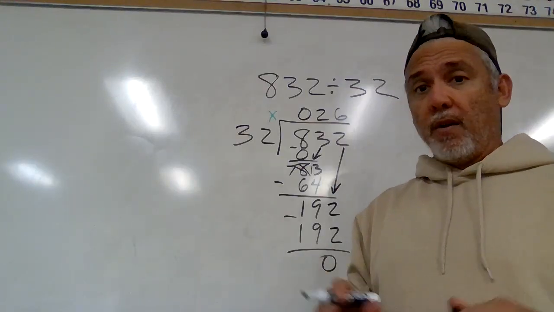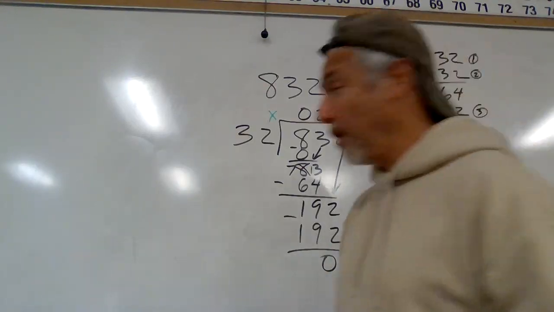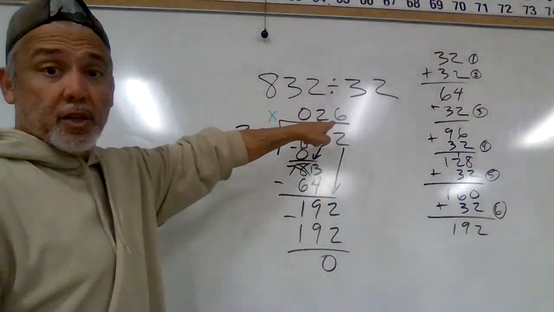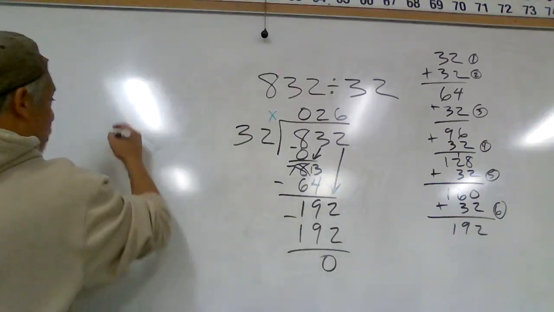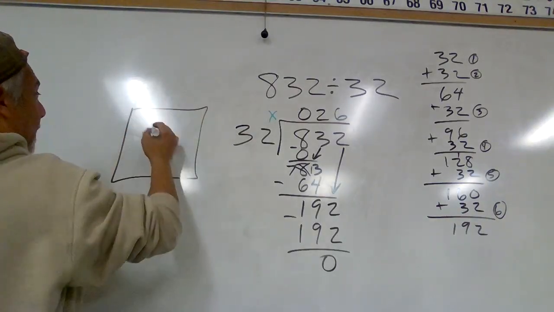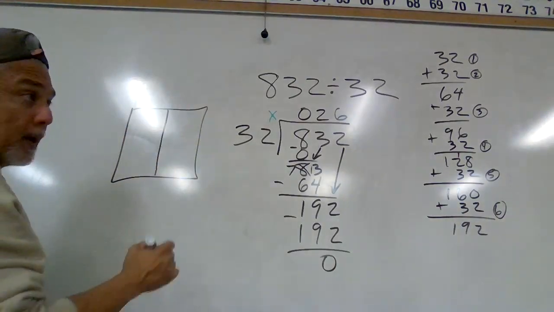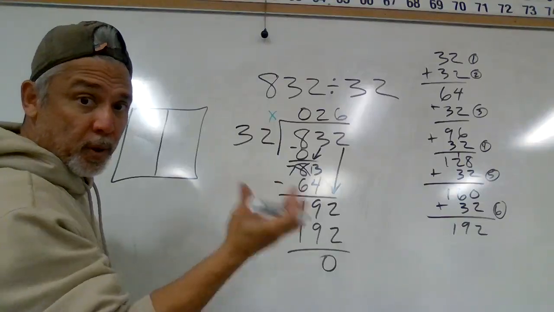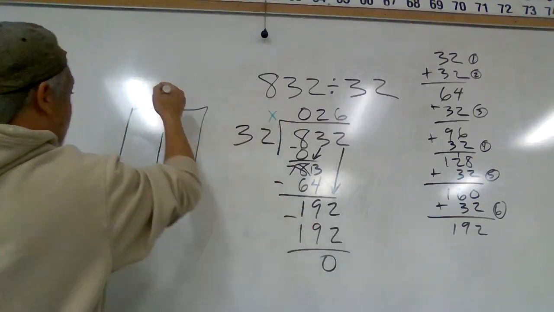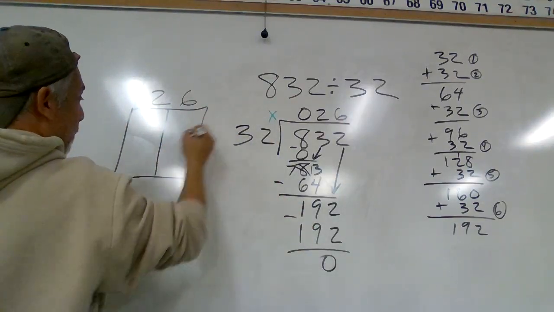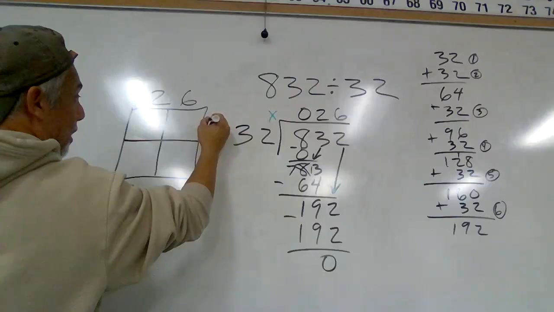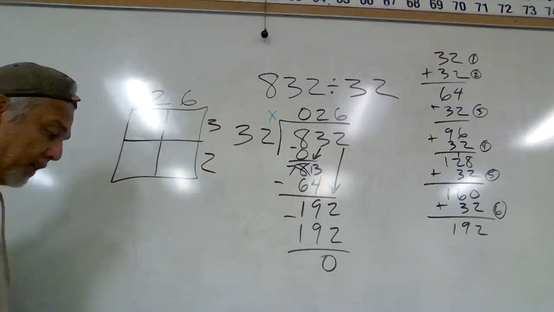Parents, don't freak out. It's called lattice, by the way. I want to draw a box because we have a 2-digit number here and a 2-digit number here. So we draw our box, cut it in half. Now, it doesn't matter which number you put where, okay? So I'm going to put the 26 here and cut this in half, and call this 32 here.